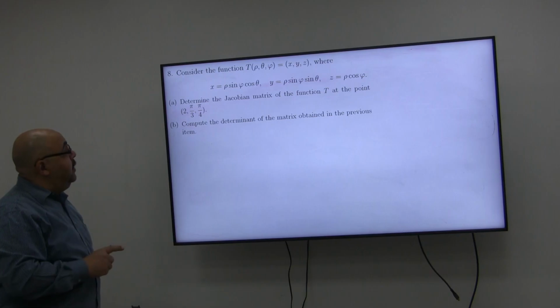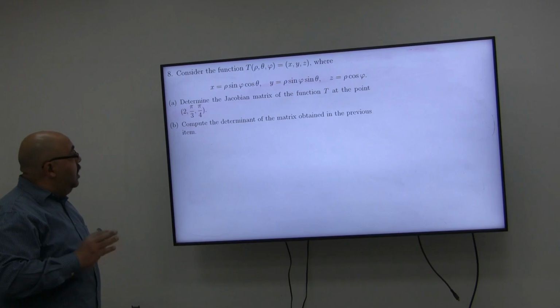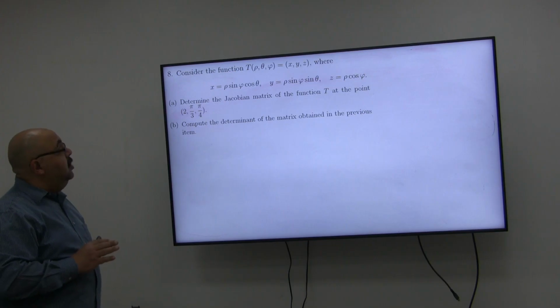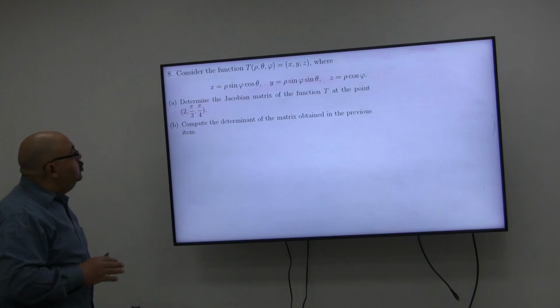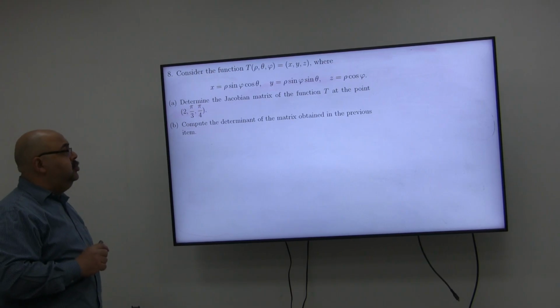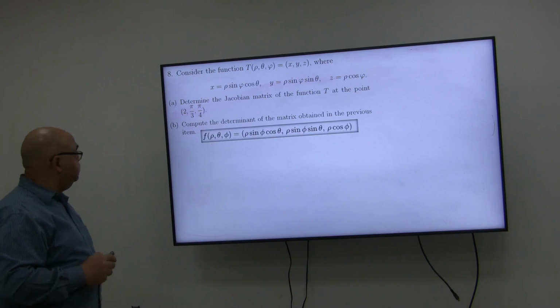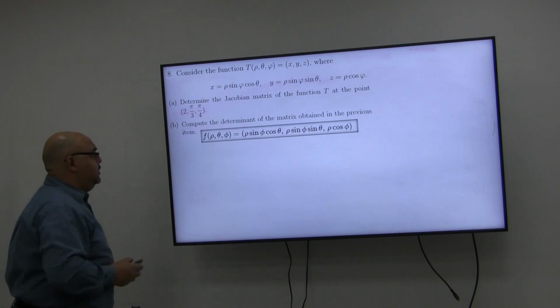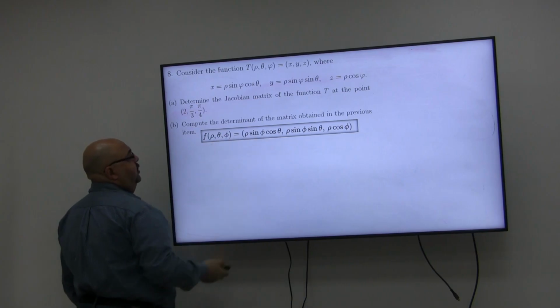Also, you have another problem which contains rho sine phi cosine theta, rho sine phi sine theta, and rho cosine phi. Do you remember that's the spherical coordinates? Am I right? And he wants you to determine the Jacobian matrix of the function T at the given point, and compute the determinant of the matrix obtained in the previous item. It's really very simple. These are rho, theta, and phi. Those are the 3 components.